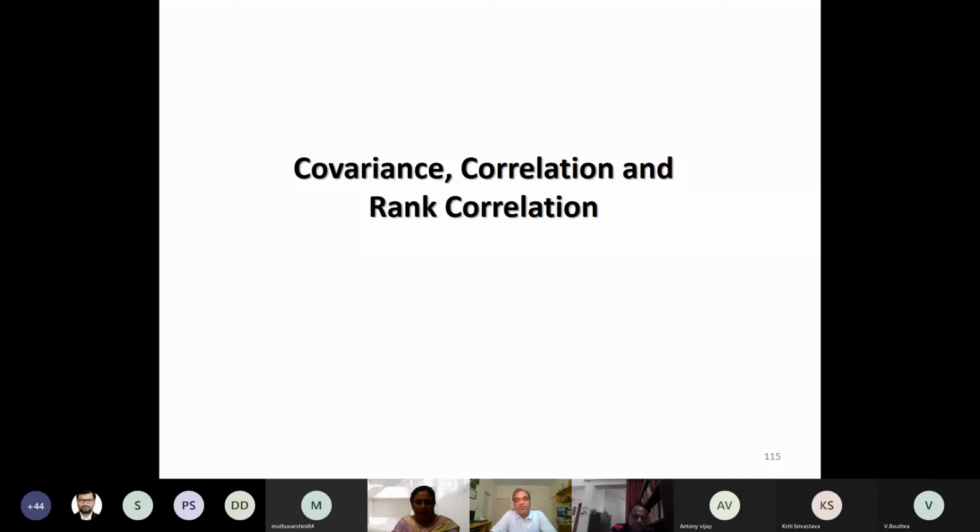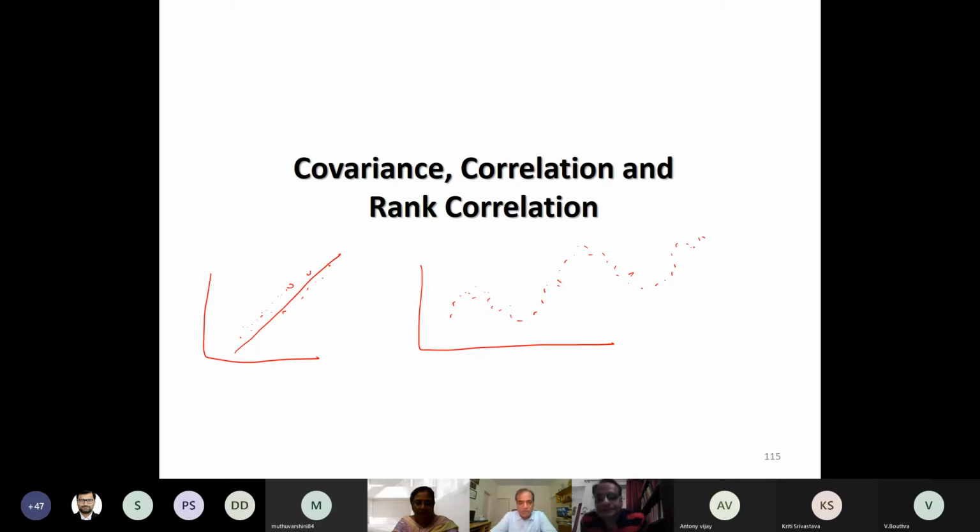the association can be linear, or it can be non-linear. For example, in a plot with points like this one, you can see that the points are more or less linear. But in a scatter diagram like this one, you can see that the relationship between x and y is not really linear, but non-linear. So first we have to decide this. Second, we have to decide whether my variables are continuous or discrete.